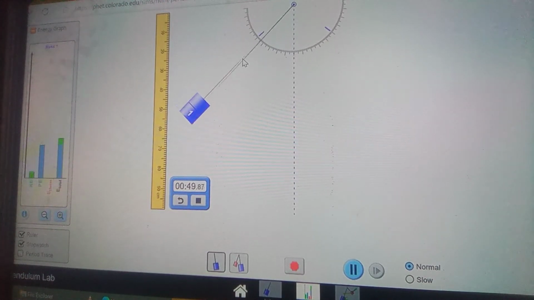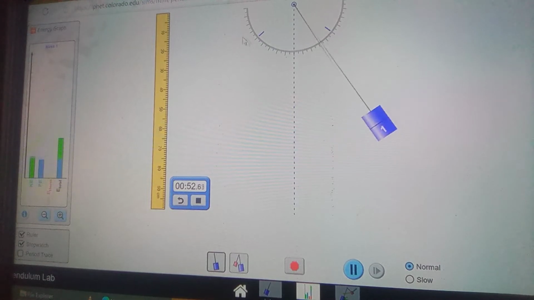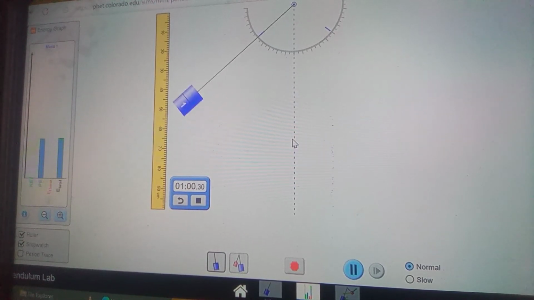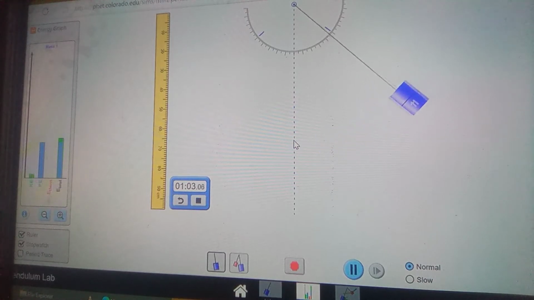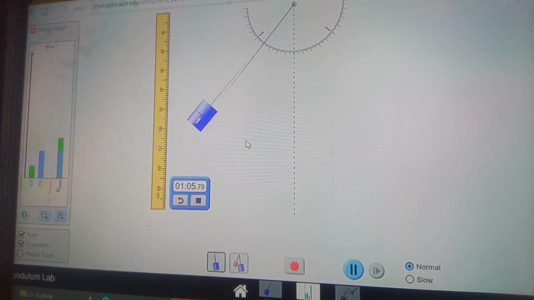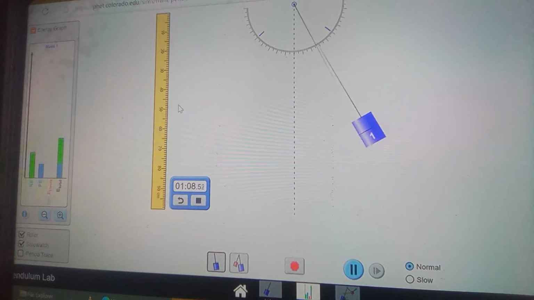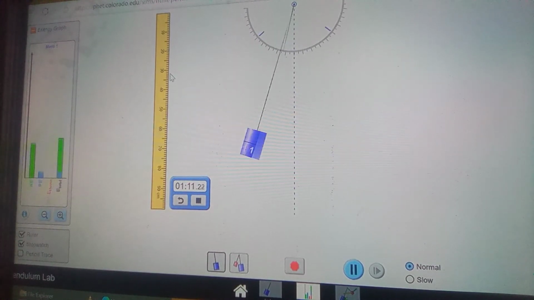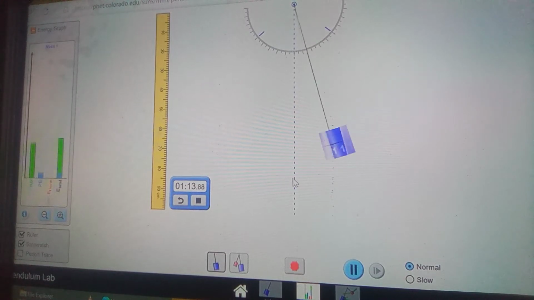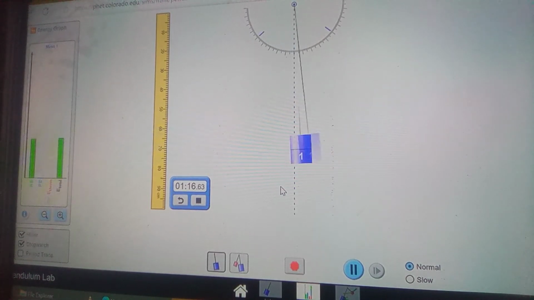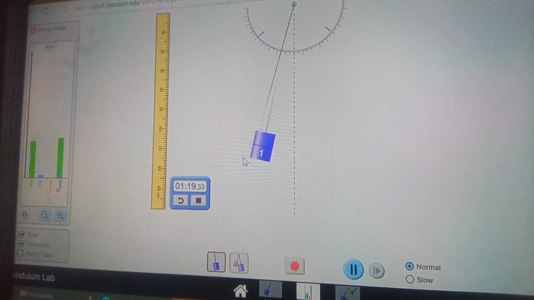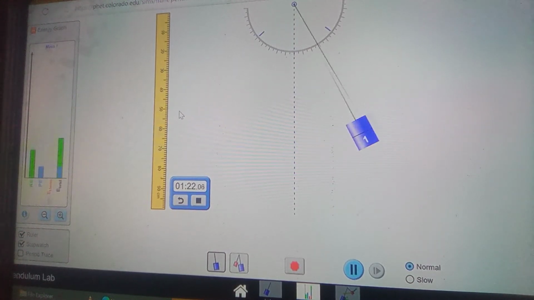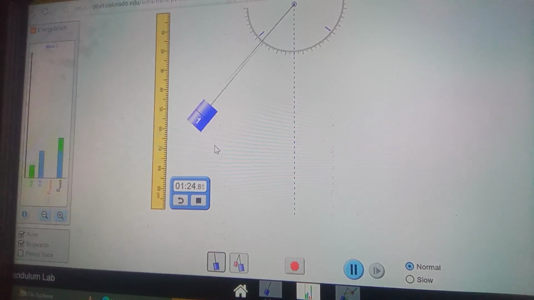But when it becomes here at the equilibrium position, of course, its kinetic becomes maximum, but potential becomes 0. But now at the middle, between the maximum position and the equilibrium position, this is where the kinetic and potential are being transformed into one another.